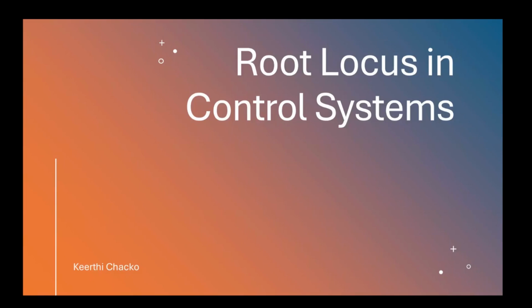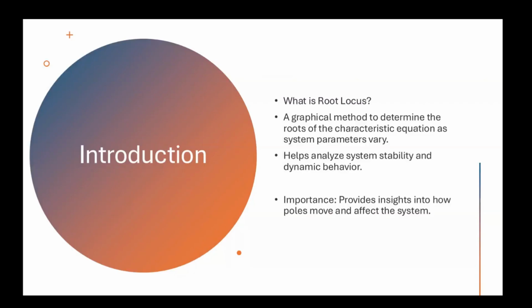In this video, we will see about the root locus technique used in control systems. The root locus is a graphical method to determine the characteristic equation as system parameters vary. So this method helps us to analyze the stability and the transient response in a system.